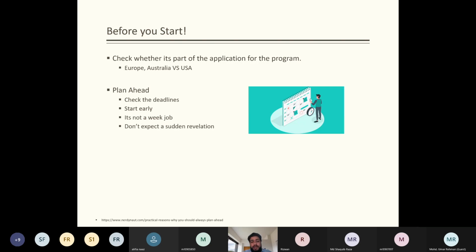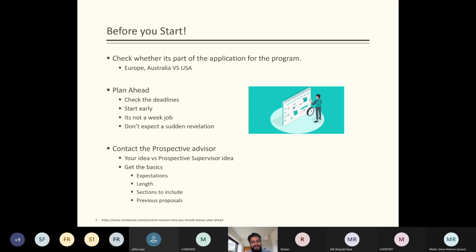So if you're applying for the fall August session of 2023, then you're going to be writing all these documents by August 2022. So it's going to be running pretty much one year behind. You have to plan ahead. It's not a weak job, and don't expect a sudden revelation, that you will suddenly come up with an idea and have a eureka moment. It's not going to happen.